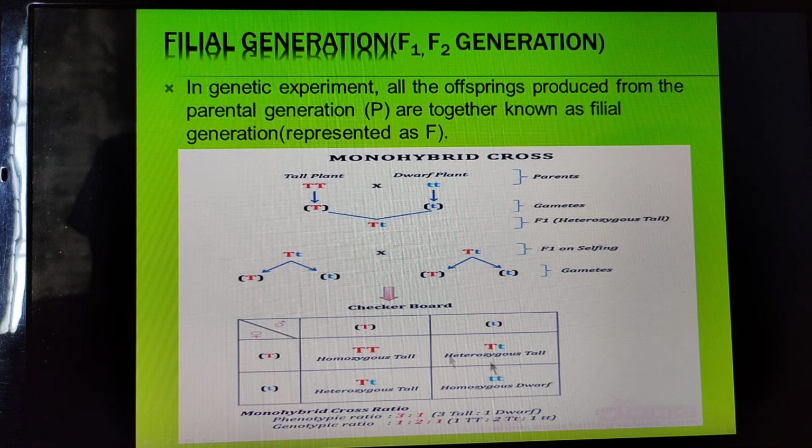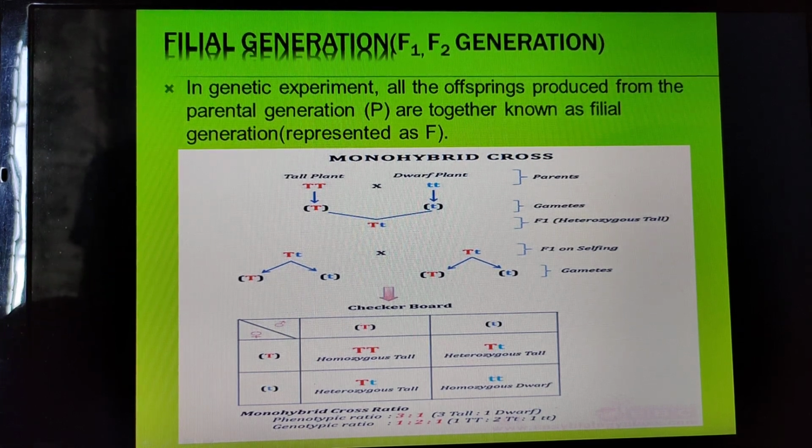Filial generation F2, it is the checkerboard of F2 generation. Why F2 generation? Because after the self-fertilization of F1 generation, we get this kind of offspring. So the second generation that we get from the F1 generation, we represent as F2 generation. Again we further cross with any of the offspring, then the next generation we denote as F3 generation.